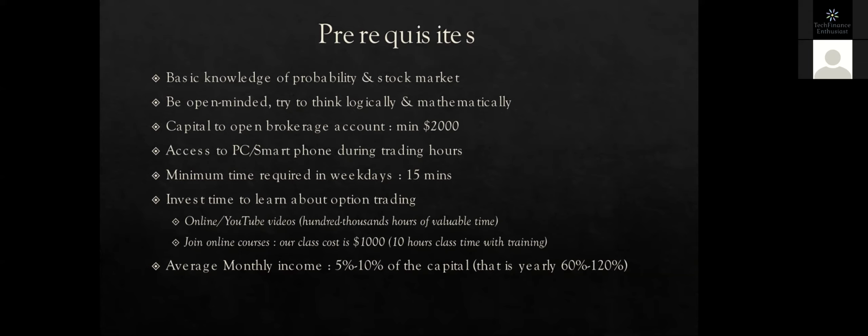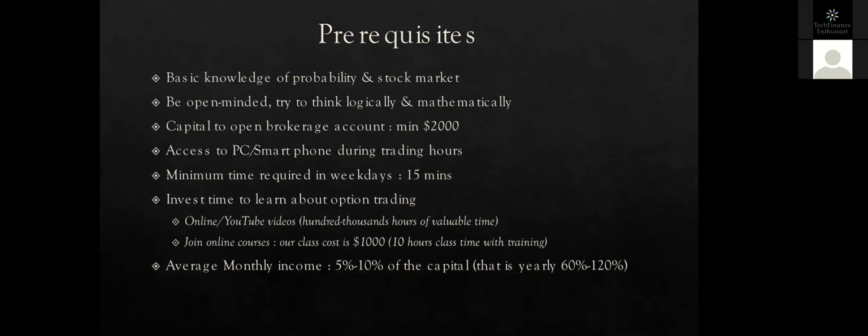And let me set up these expectations. Average monthly income, you would expect 5 to 10% of the capital. This is monthly income, which is 60 to 120% yearly income if you consider only simple interest, right? But if you consider the exponential, it might be more than 200% if you can consistently make 5 to 10% per month.